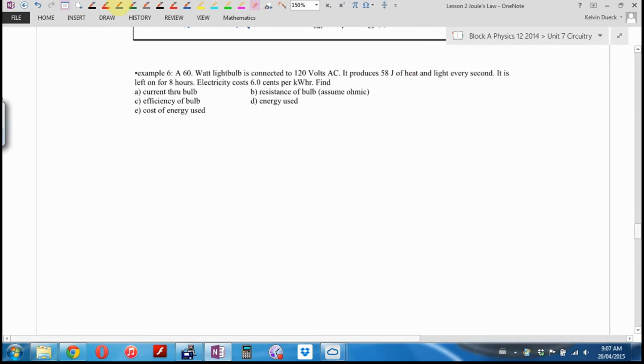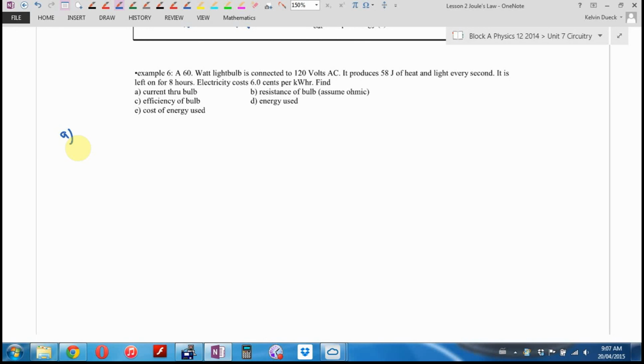A 60-watt light bulb is connected to 120 volts AC, alternating current. It produces 58 joules of heat and light every second. It's left on for 8 hours. Electricity costs 6 cents per kilowatt hour. Find, okay, part A: the current through the bulb. All right.